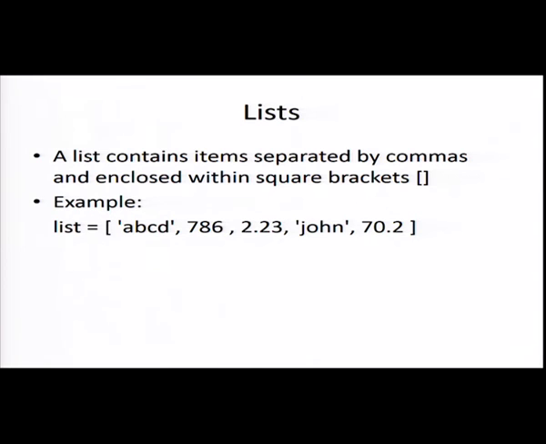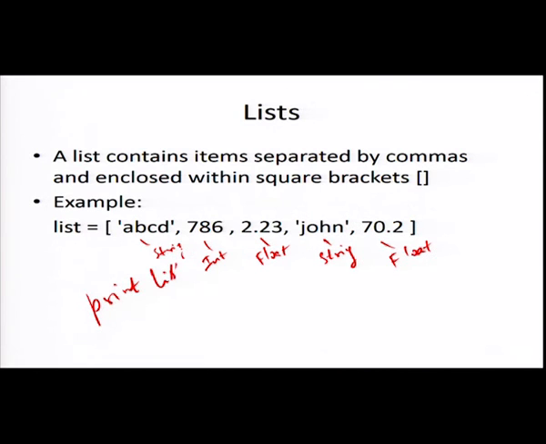A list contains items that are separated by commas and are enclosed within the square braces, or square brackets. The example of a list is list equal to, within quotes, ABCD, comma 786, comma 2.23, comma, within quotes, John, comma 70.2, which means ABCD acts as a string, 786 acts as an integer, 2.23 acts as a float, John again acts as a string, 70.2 again acts as a float.